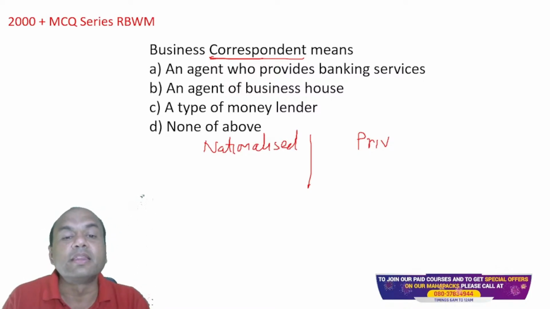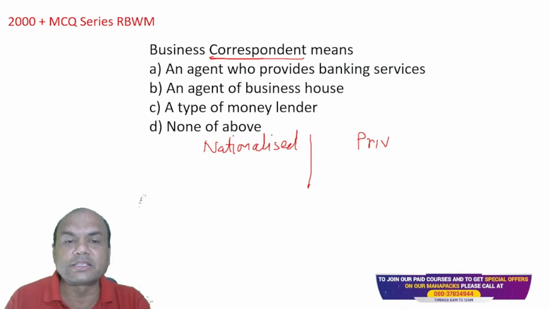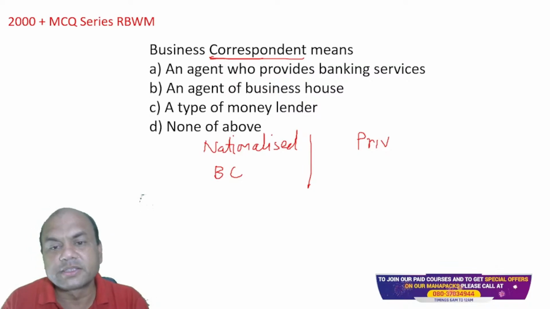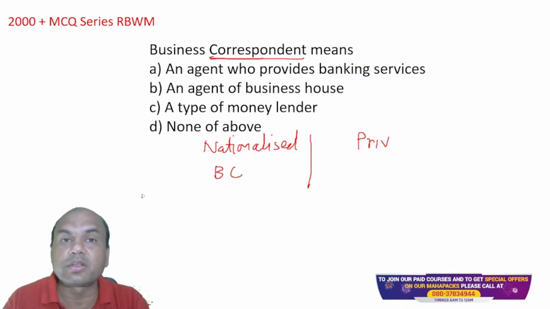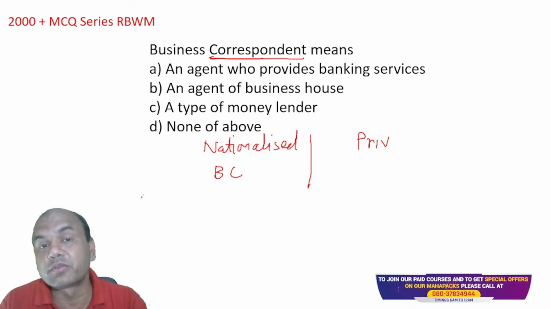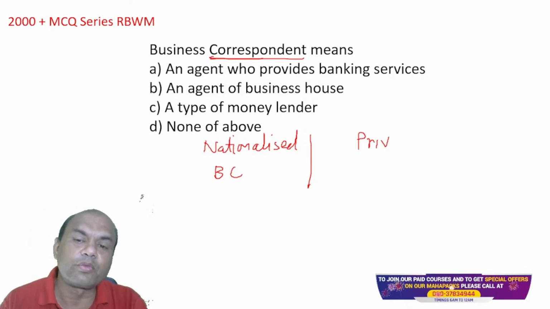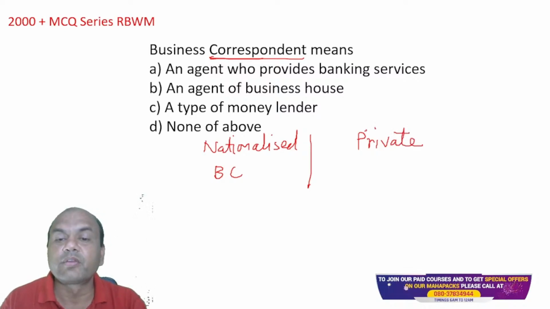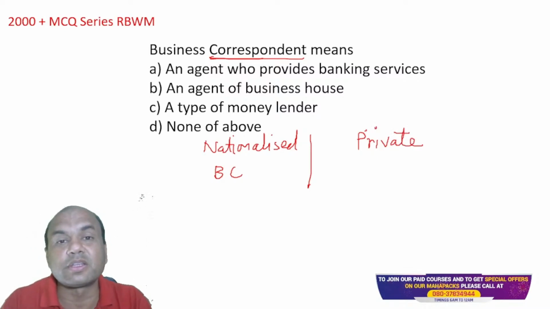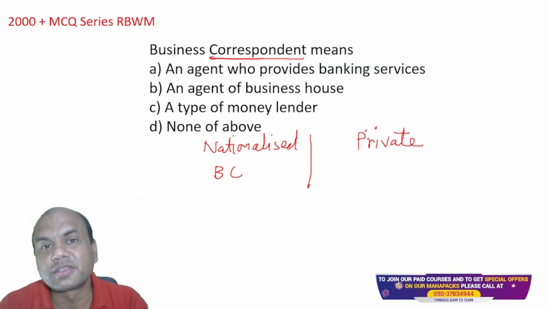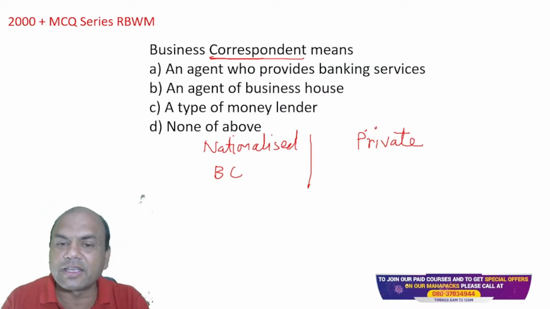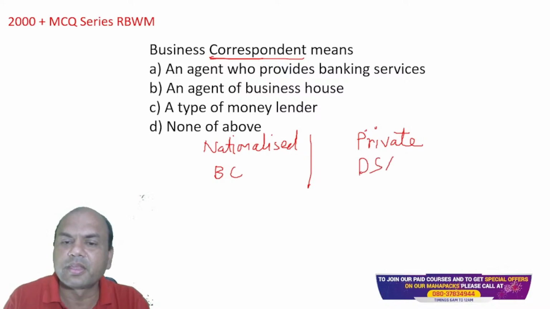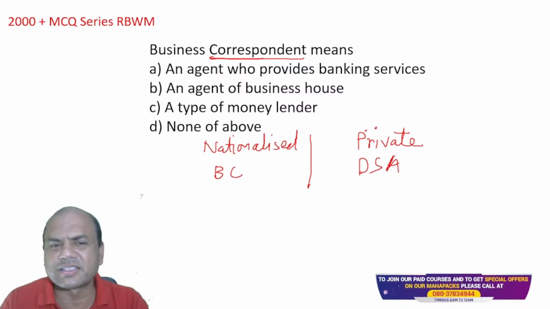So nationalized banks have what? Nationalized banks have BCs, business correspondents. These are private agencies basically. Similarly, these private banks have what? Similar to BCs, they have one word. What is that word called? Private banks. We have these cases going on against all these guys. Yeah, DSA, right? Direct sales agents, selling agents, sales agents.